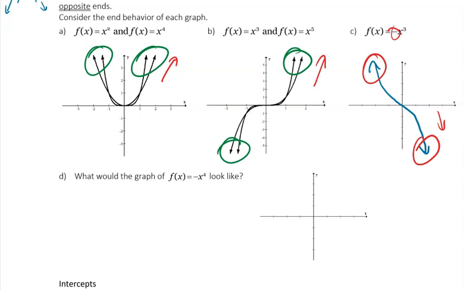All right, so D, what would the graph of negative x to the fourth look like? Well, if x to the fourth looks like this that we have graphed, then negative x to the fourth, again, would be upside down. It would look something like that, which again makes sense because it's falling to the right, because it's negative, and it's fourth degree, which is even, so both of the sides are doing the same thing. They're both falling.